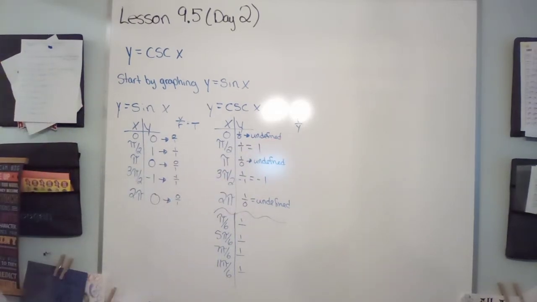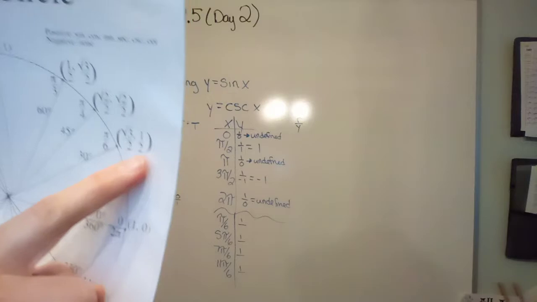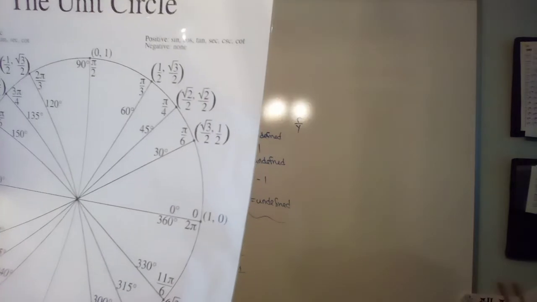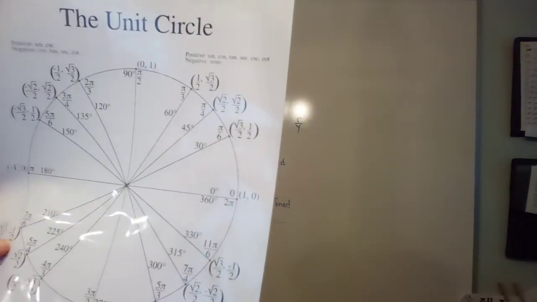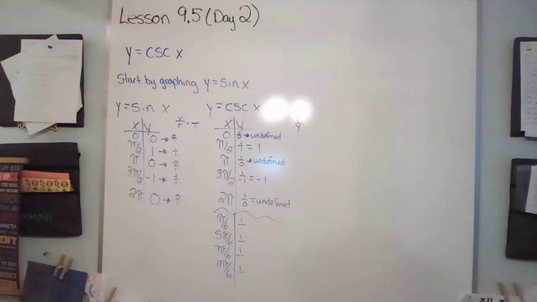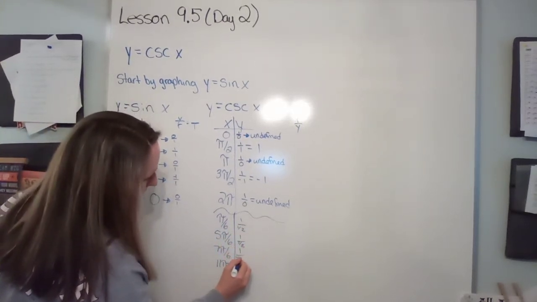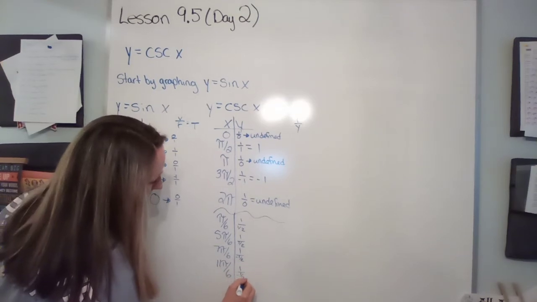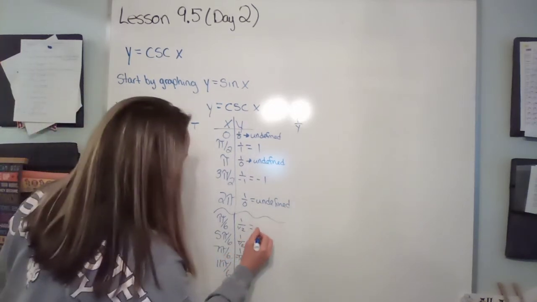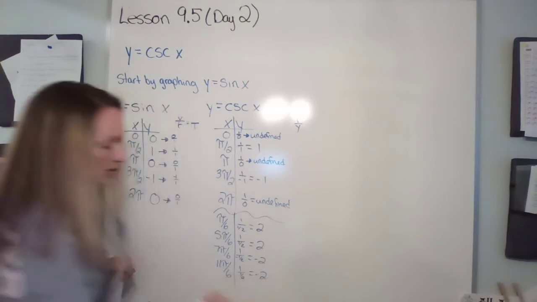So let's go to the unit circle, and we're looking at pi over 6. The y value of pi over 6 is 1/2. So it's going to be 1 over 1/2. Then 5 pi over 6, the y value is 1/2. Then 7 pi over 6, the y value is -1/2. And then 11 pi over 6, and it's -1/2. So I have 1 over 1/2, 1 over 1/2, 1 over -1/2, and 1 over -1/2. We can't leave them as complex fractions, so we'd multiply by the reciprocal. So I'm going to have 2, 2, -2, and -2.